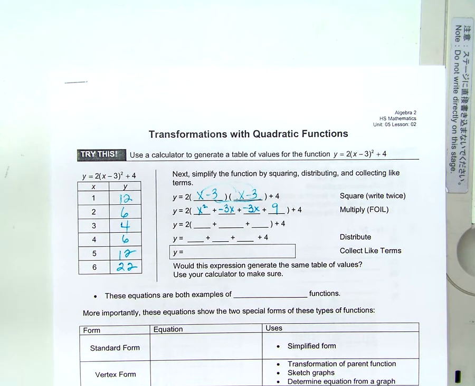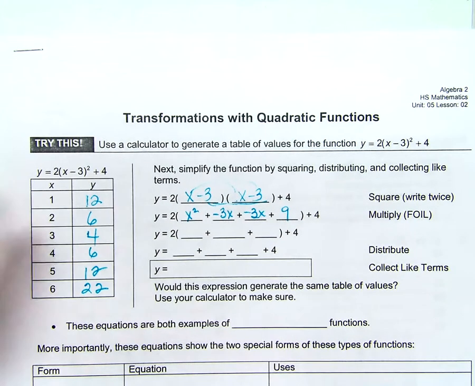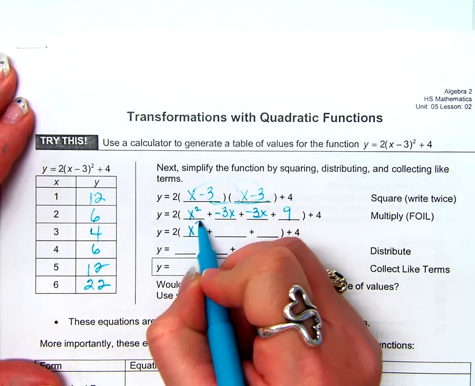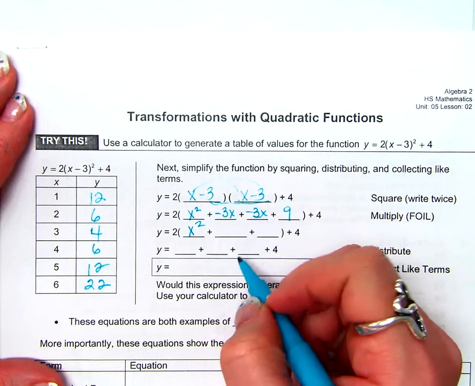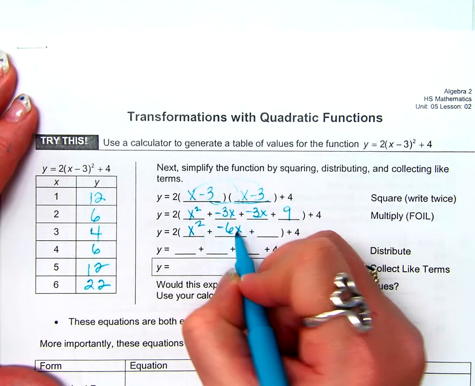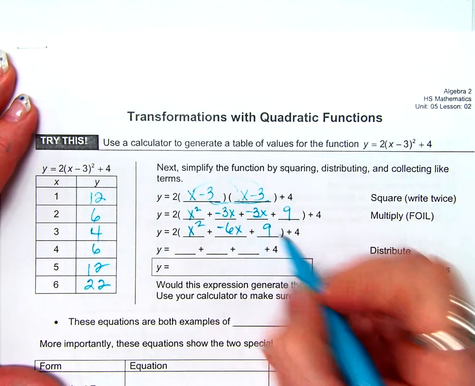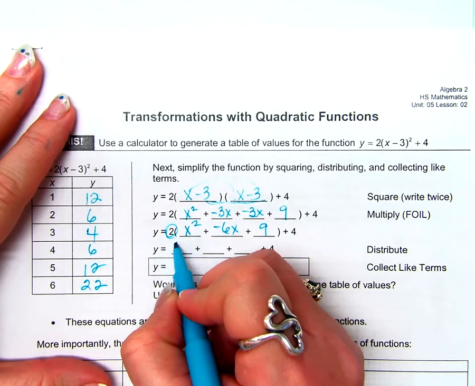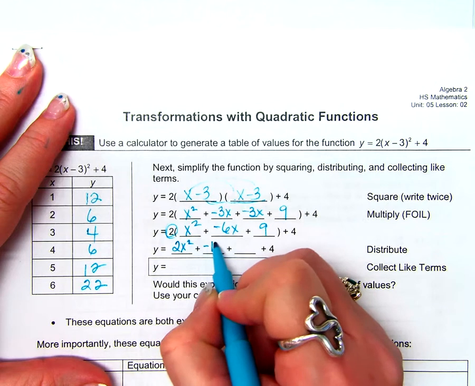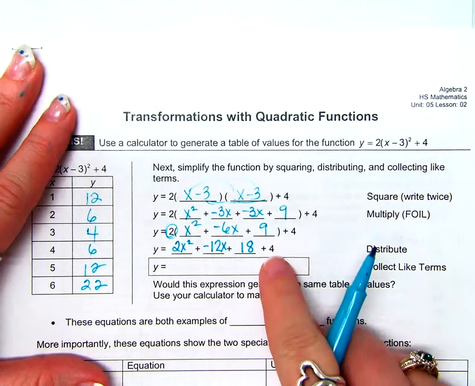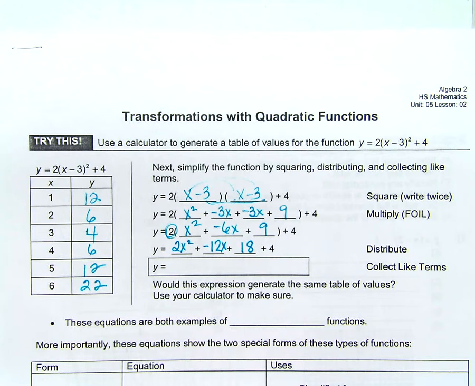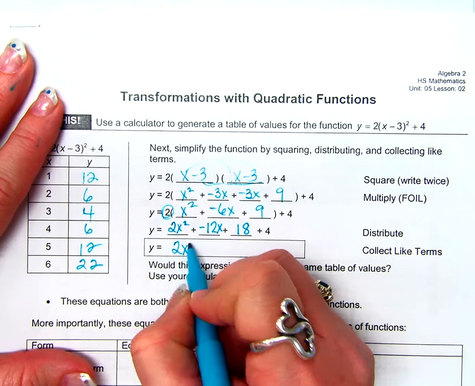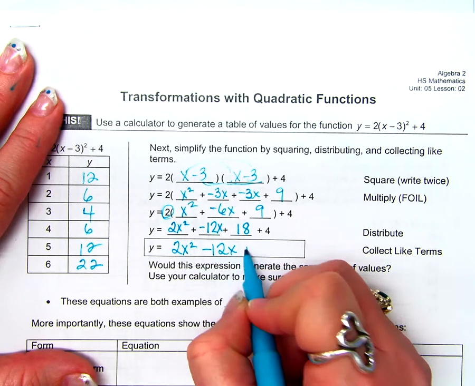Okay? I'm going to zoom in just a little bit. Maybe that'll help. Is that better? Now if I combine my like terms, I have x squared. Negative 3x and negative 3x is what? Good. Negative 6x plus 9. Then I have everything multiplied by that 2 out there. Okay? So I have 2x squared minus 12x plus 18, and then we still have that 4 we've been dragging along this whole time. So on our last step, I need to add the 18 and the 4. Y equals 2x squared minus 12x plus 22.